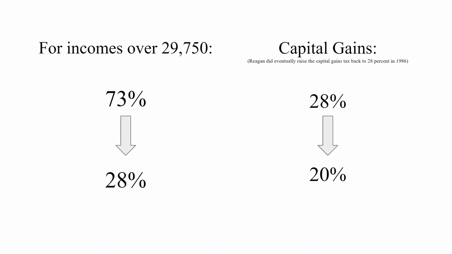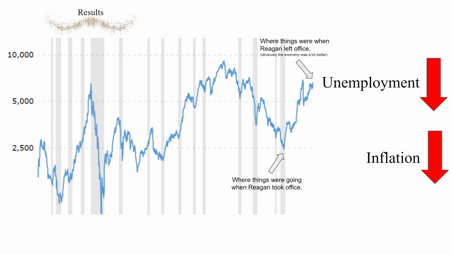Getting into the specifics of what Reagan actually did, during his presidency, his 8 years in office, people making over $29,750 did in fact receive an income tax cut from 73% all the way down to 28%. Reagan also in 1981 lowered the capital gains tax from 28% to 20%. However, he actually eventually did raise the capital gains tax back to 28% in 1986. Okay, now let's see the actual results of his economic policies in place.